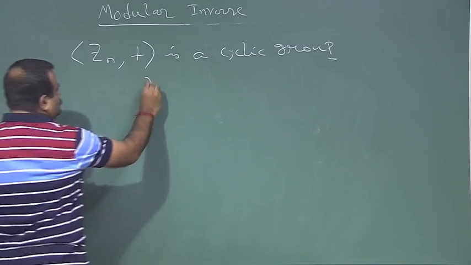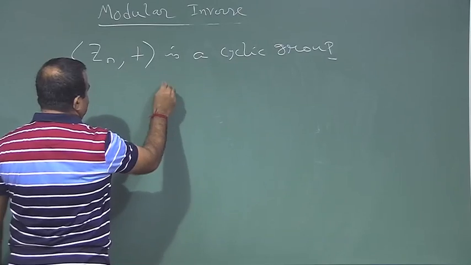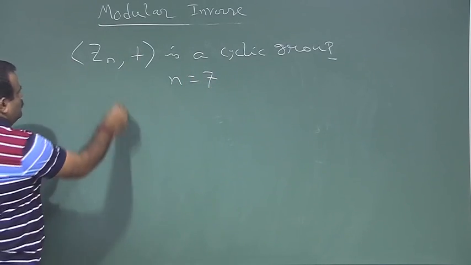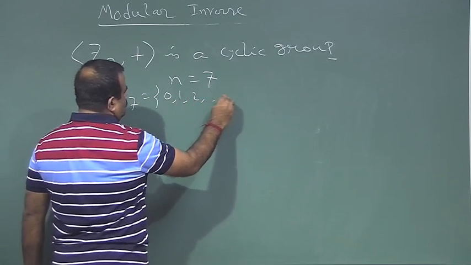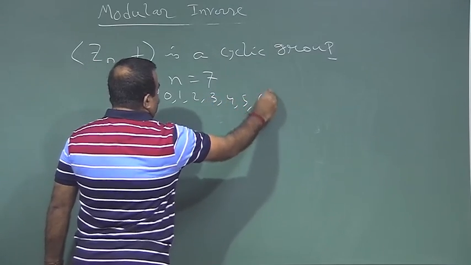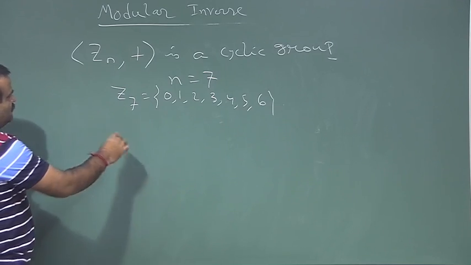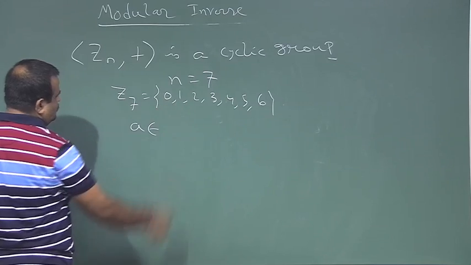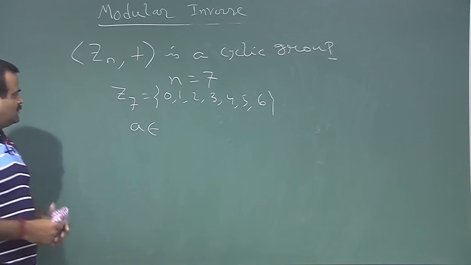Now, say n is prime, say n is equal to 7. When n is prime, what is Z7? It is 0, 1, 2, 3, 4, 5, 6. Then if we take any element A from this, other than 0, 0 cannot generate the group, because 0 plus 0 always gives us 0.